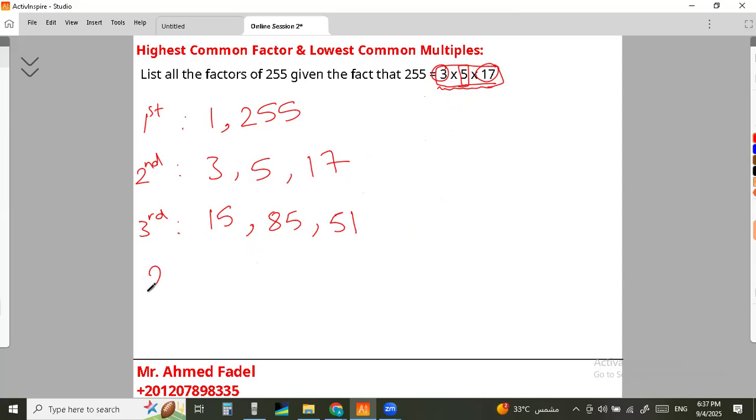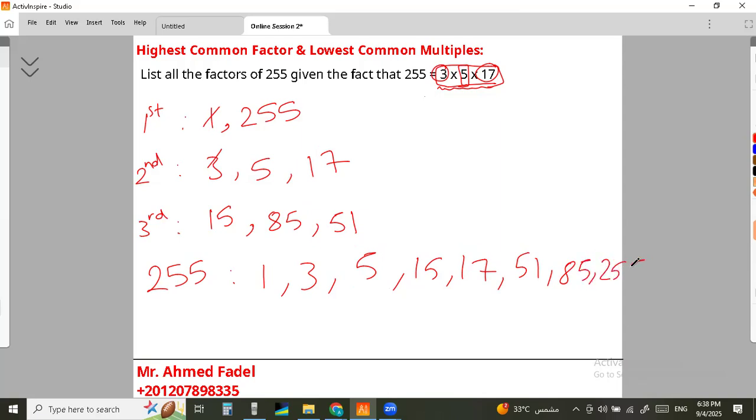So the factors of 255 are 1 and 3. Let's put them in order: 1, 3, 5. We got also 15, 17, 51, 85, 255. Mister, if I made a mistake in the order, would it be wrong? No, they say in the mark scheme, accept these factors in any order.